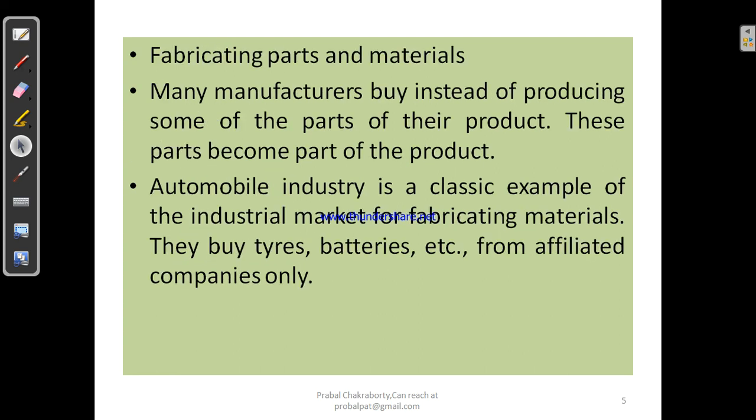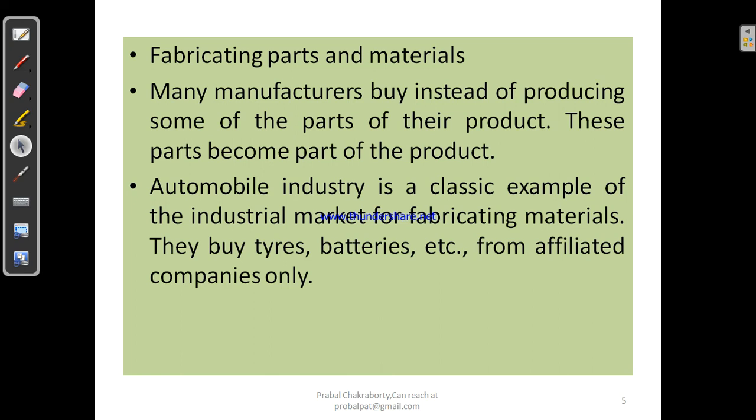Now coming to fabricating parts and materials. Many manufacturers buy some of the parts of the product instead of producing them. These parts become part of the product. We can cite the automobile industry as an example. Why? Because they buy tires, batteries, etc. from affiliated companies or the vendors, you can say. So this is an important part of this entire process.